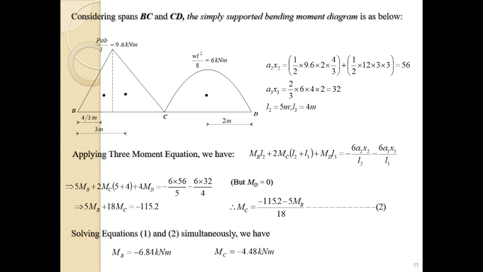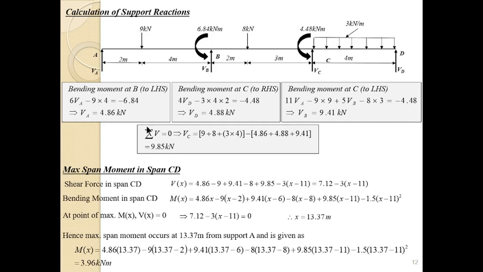So having done that, we have found our moments. So we can now come here. This is MB, which is 6.84. This direction shows it is anti-clockwise. It is an anti-clockwise moment of what? 4.48 kilonewton meter. I'm going to use that method again to find our support reactions.